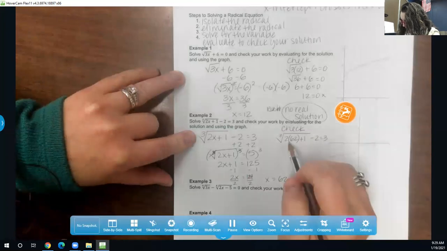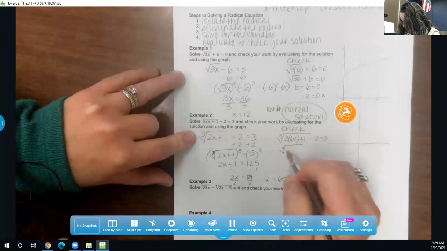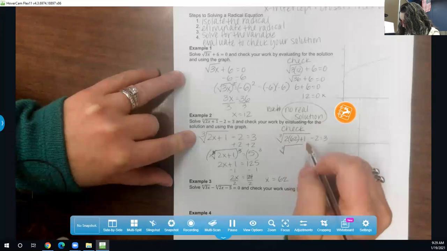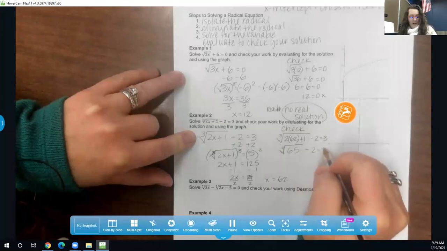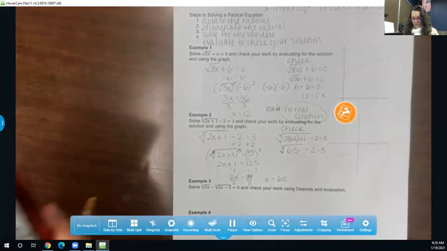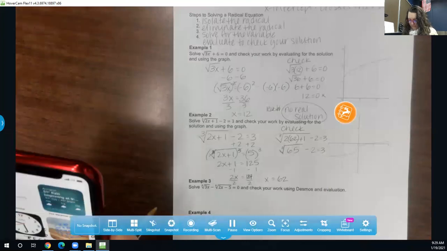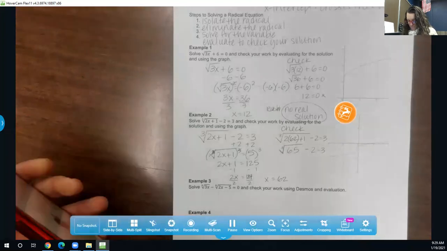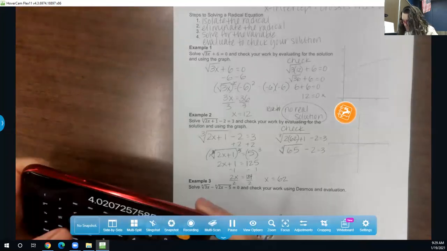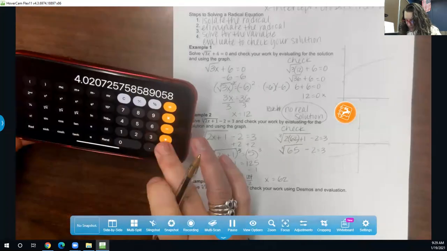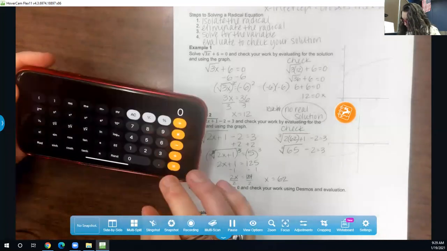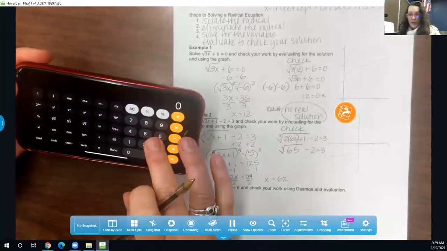Let's see, 2 times 62 is 64. Yeah, 64 plus 1 is 65. Minus 2, does that equal 3? Let's see. Oh, yeah, the cube root of 60.